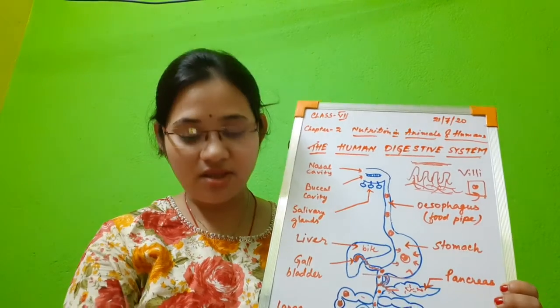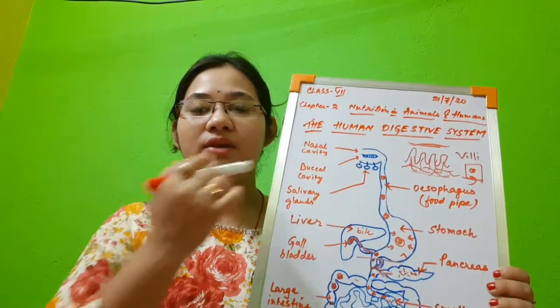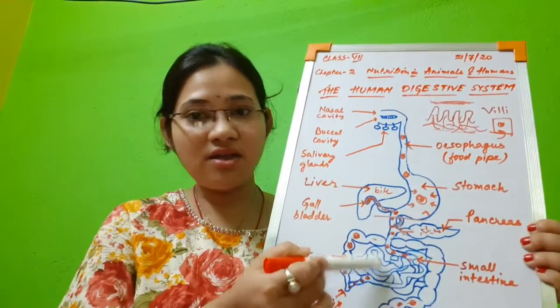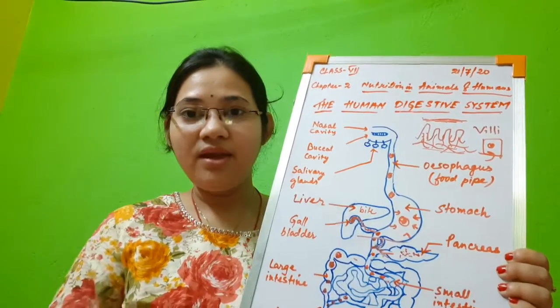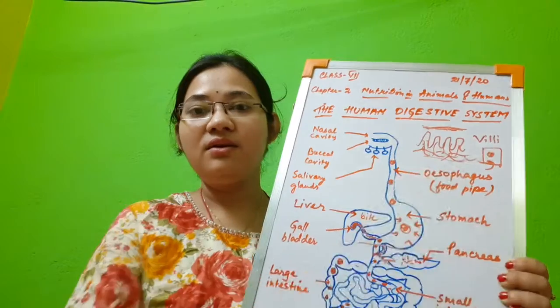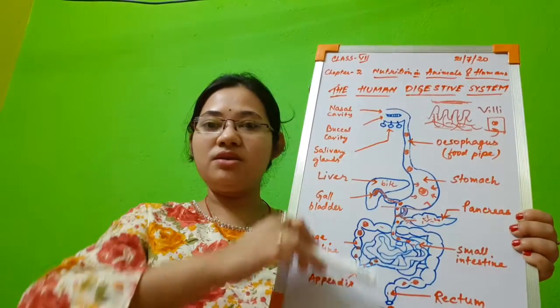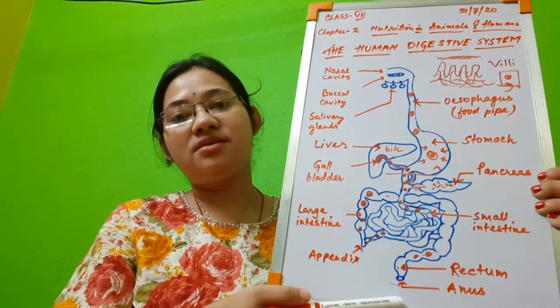Okay, so there are differences you should know. There are some steps in nutrition. What are they? The first one is ingestion, then digestion, then absorption, then assimilation, then egestion. So the whole process of nutrition continues from the buccal cavity till the anus.